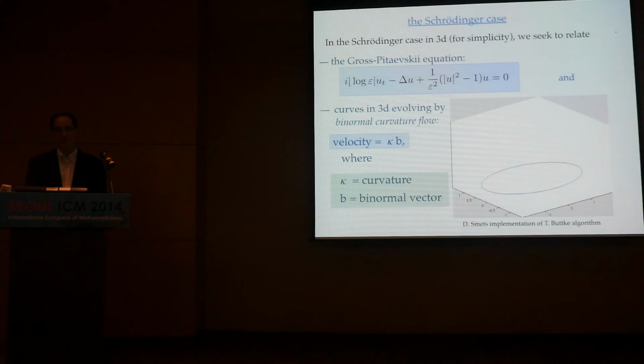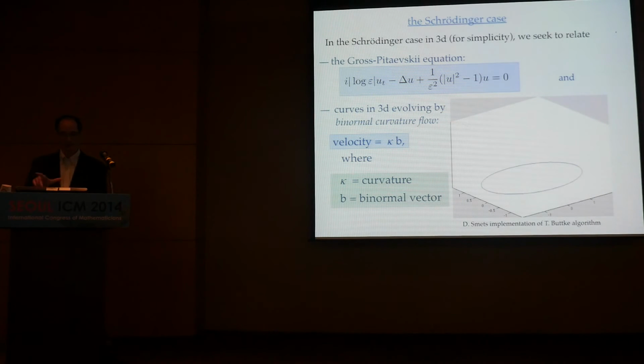All these simulations I show of the Schrodinger problem are based on a numerical implementation by D. D. Smets of an algorithm of Tom Butke. And I should say also, you'll notice that all of my recent results on this are joint work with D. D. Smets. And so in this case, the binormal vector, where the curve is an ellipse sitting in the xy plane at time 0, will be pointing in the vertical direction.